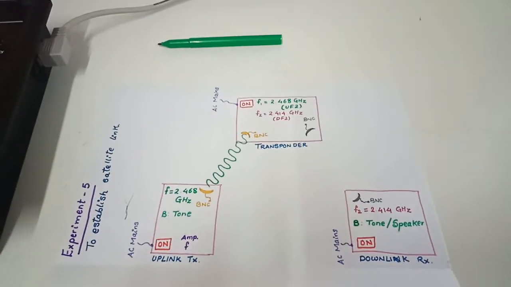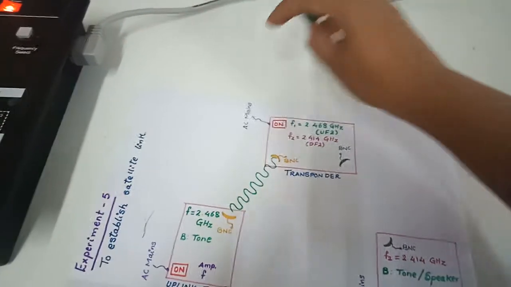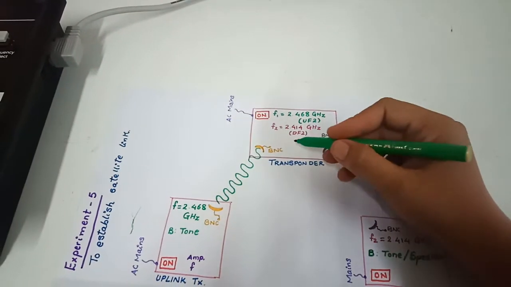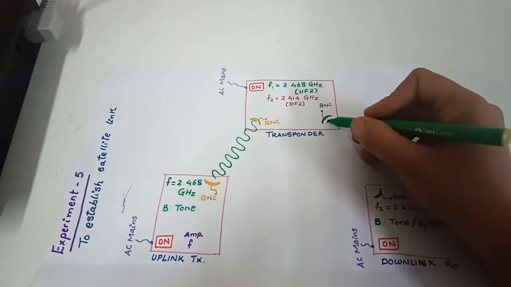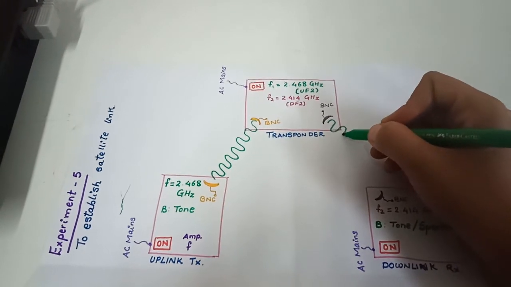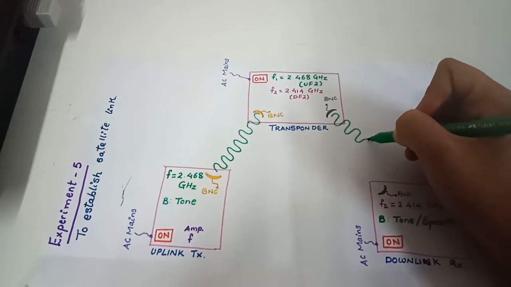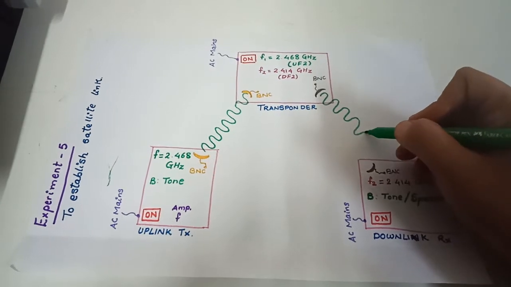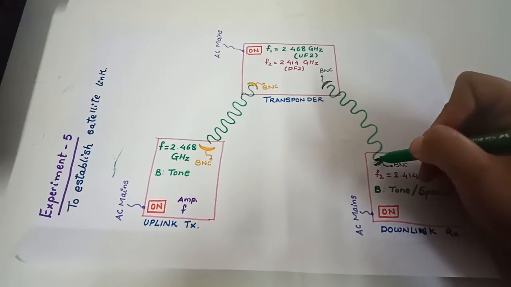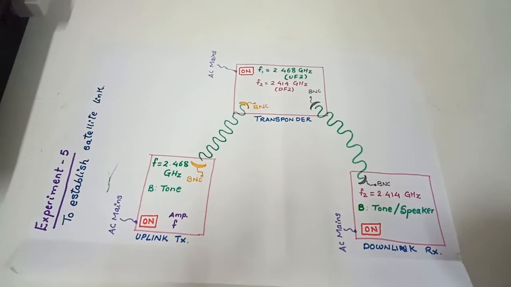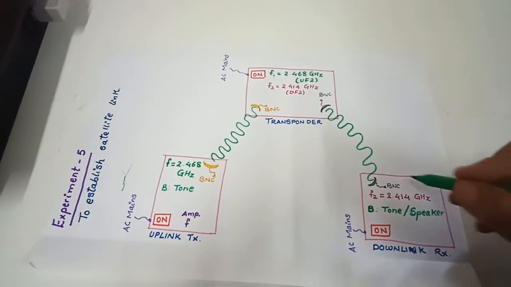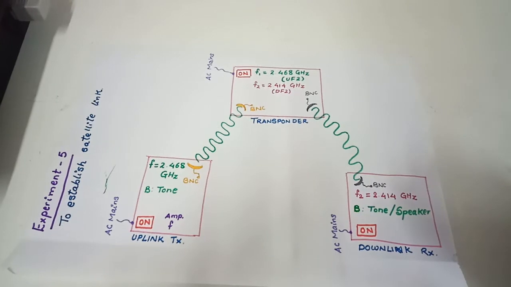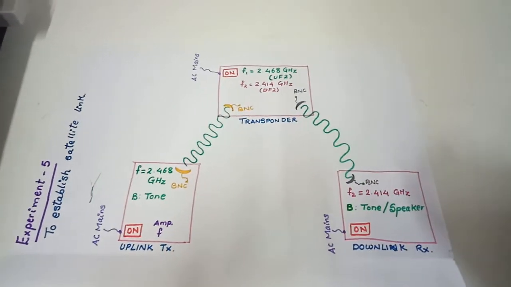Next, once the transponder is ready to transmit the signal at the downlink frequency, it is transmitting the signal with the downlink frequency values. See, it is transmitting over here at the downlink frequency. Now we have to do a setup in the downlink receiver.